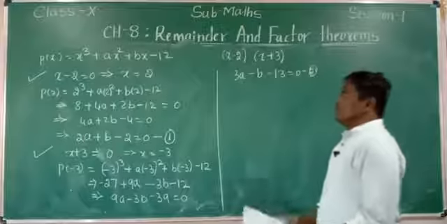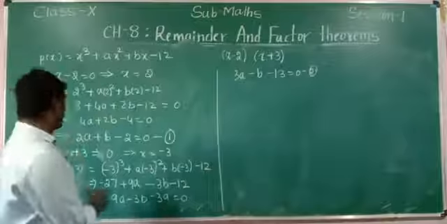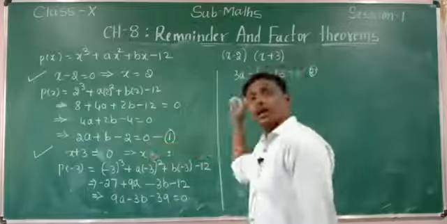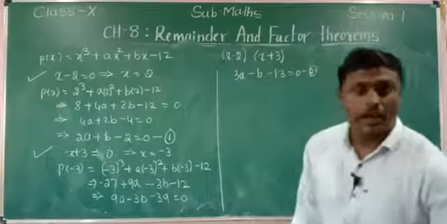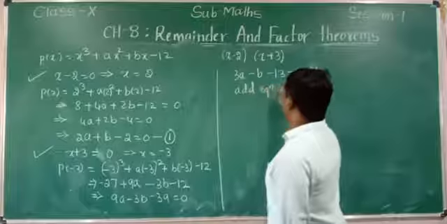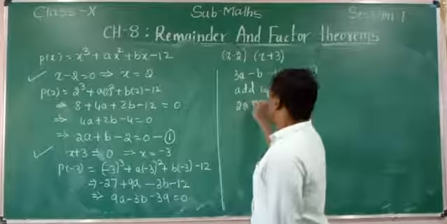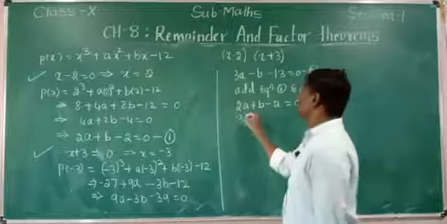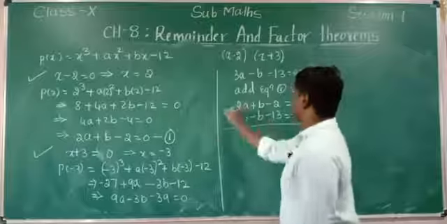Now either you can add equations 1 and 2, or subtract them, but you need to simplify equations 1 and 2, then only you will get the values of a and b. Okay. Now add equations 1 and 2. What is equation 1? 2a plus b minus 2, which is equal to 0. The second equation is 3a minus b minus 13, which is equal to 0. So add these two equations.